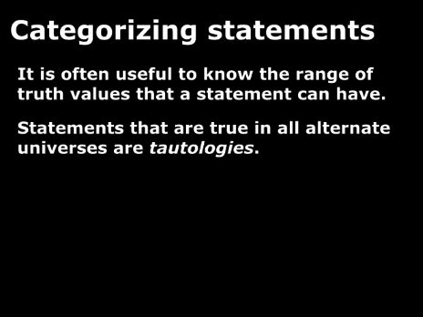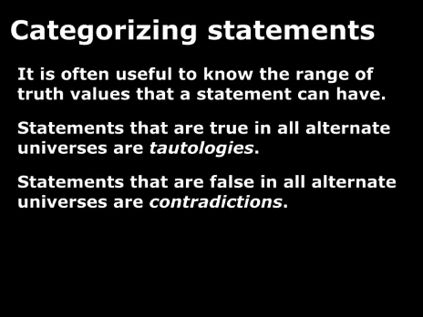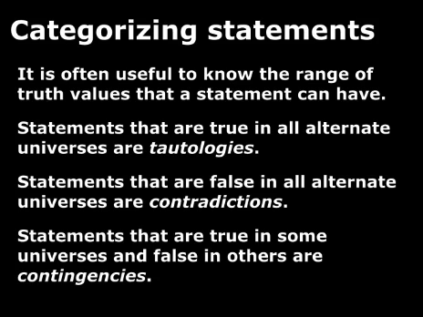Statements that are always true, true in no matter what universe you go to, we're going to call a tautology. Statements that are always false, they can't be true, we will call a contradiction. And statements that can either be true or false, we'll call a contingency. Those statements are contingent.